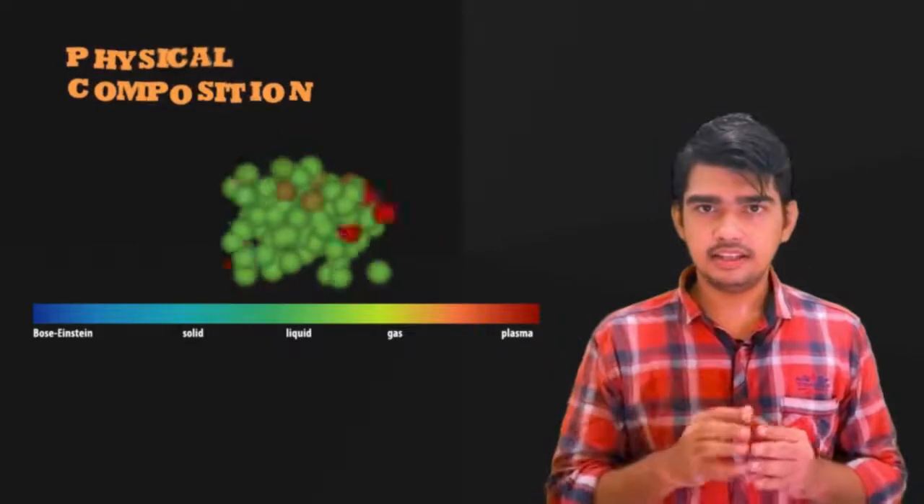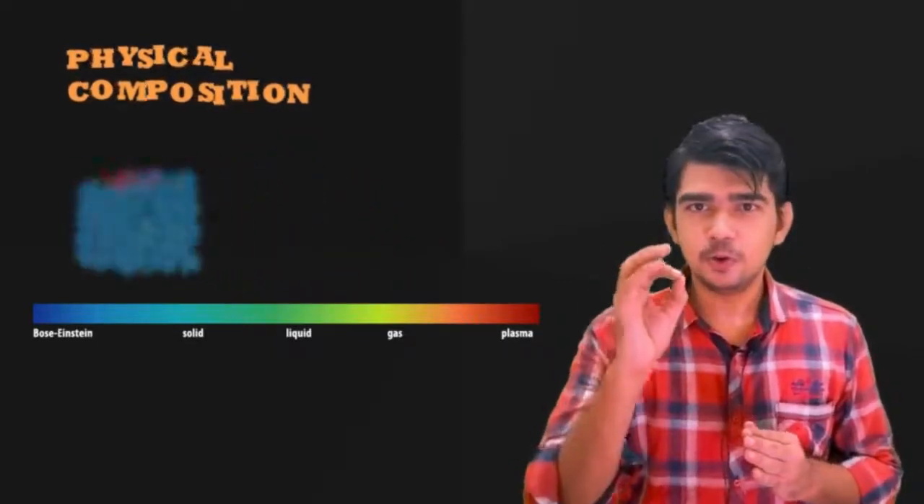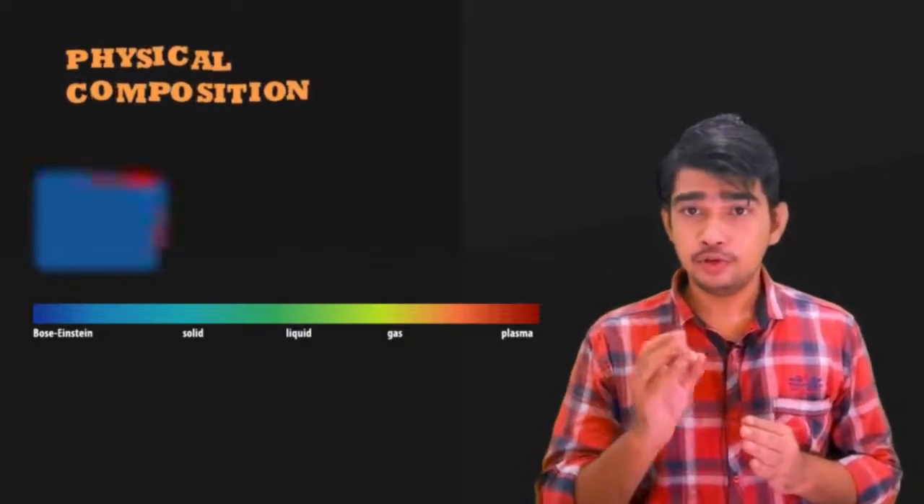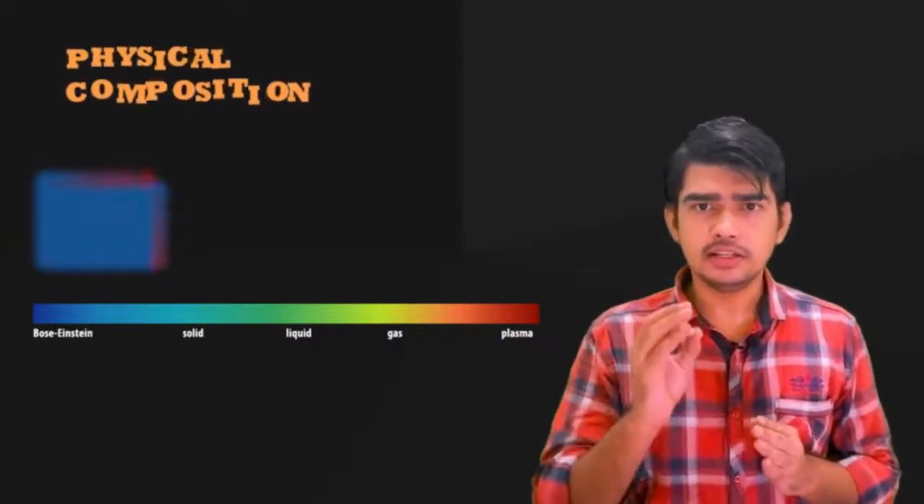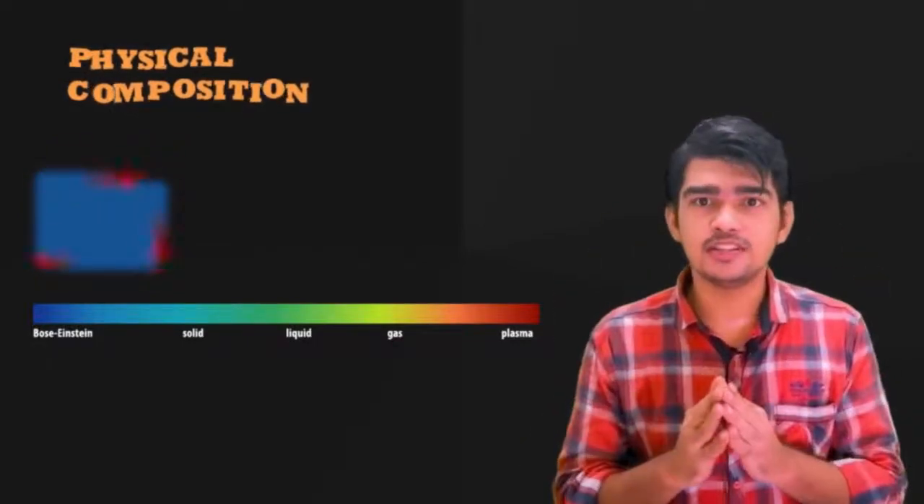So let's take the matter to this extreme end, that is 0 Kelvin, that is absolute zero. Absolute means absolute. You cannot go behind it. It is the minimum temperature present in this entire universe.